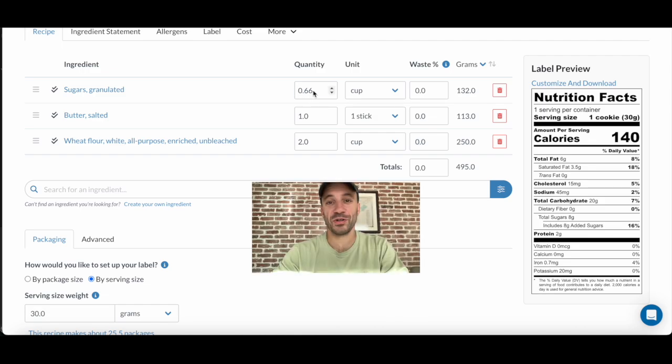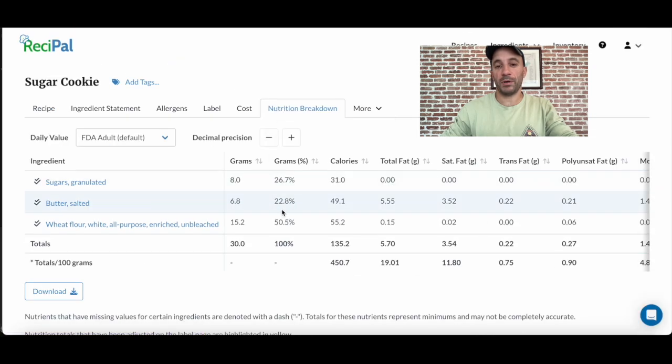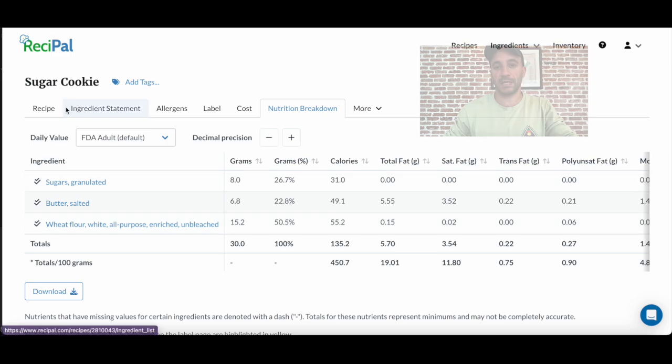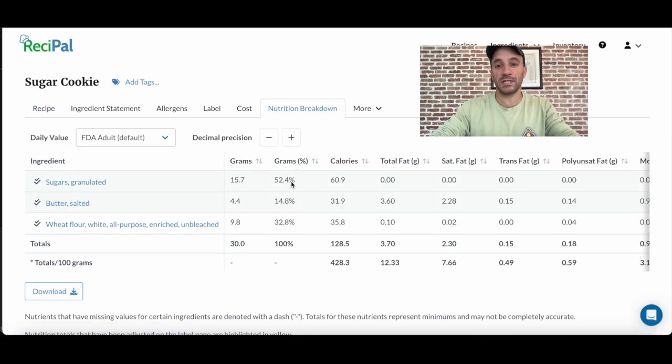In this case, you'll notice that when I increase the amount of sugar in this recipe, it decreases the calories per serving. In the original recipe that I started with, the sugar made up 27%, the butter made up 23%, and the flour made up 51%. After increasing the amount of sugar, that obviously changes the proportions of the recipe. Now the recipe is 52% sugar, 15% butter, and 33% flour.